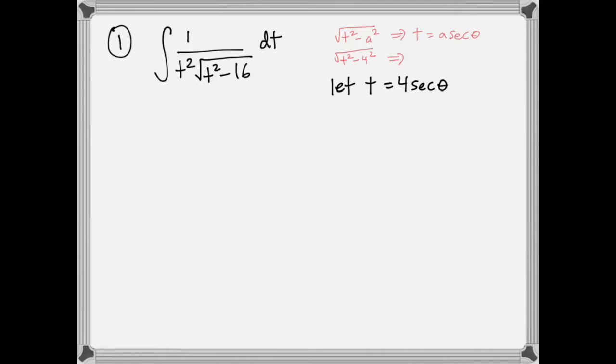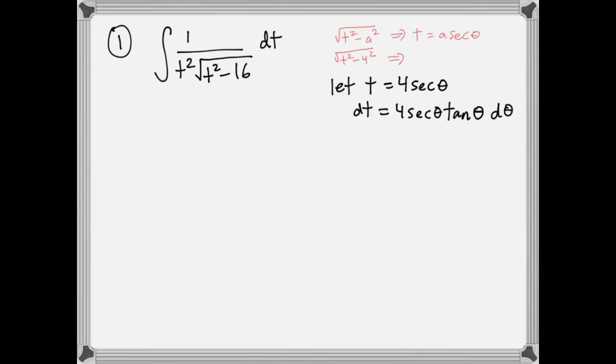Now, before we go ahead and replace t with 4 secant theta in our problem, we need to immediately write down what dt is, okay? That way we won't forget to do this. So dt is equal to 4 secant theta tan theta. All I did was take the derivative, right? The derivative of 4 secant theta is 4 secant theta tan theta d theta.